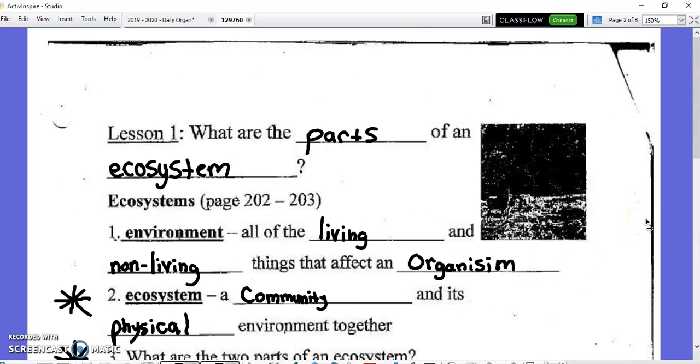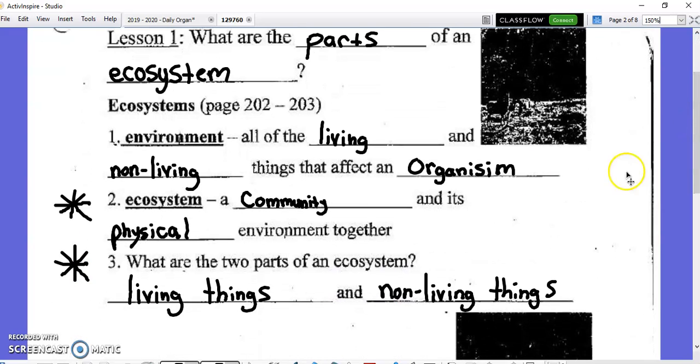Lesson 1. What are the parts of an ecosystem? An environment and ecosystem are all the living and non-living things that impact or affect an organism. An ecosystem is a community and its physical environment that come together, and the two parts of an ecosystem are the living things and the non-living things.